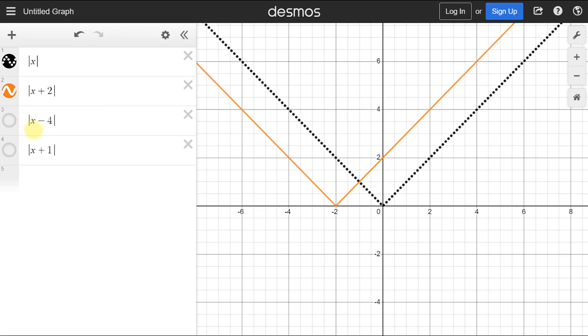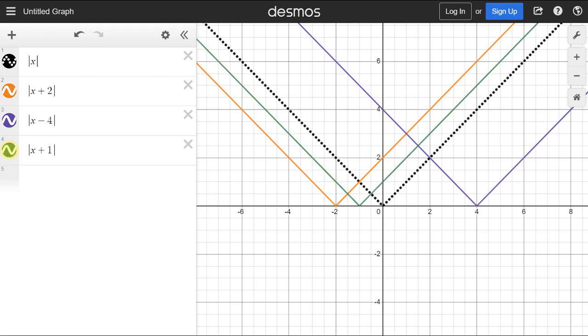Okay, so then what do you think is going to happen if I take the absolute value of x minus 4? Well, then we're probably going to move right. So let's see. Boom. Okay, so here I am, move 4 to the right. Cool. Okay, so just to finish this off, what about the absolute value of x plus 1? What do you think is going to happen there? All right, so it moved 1 to the left.